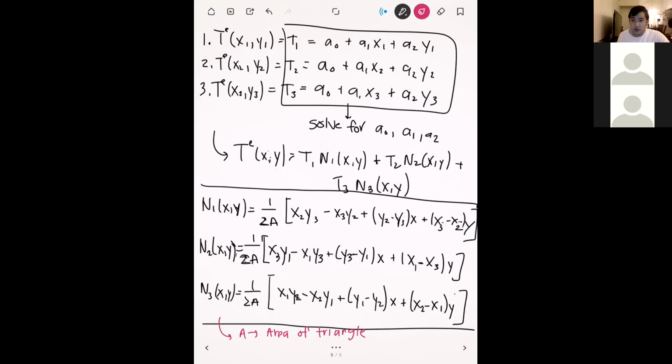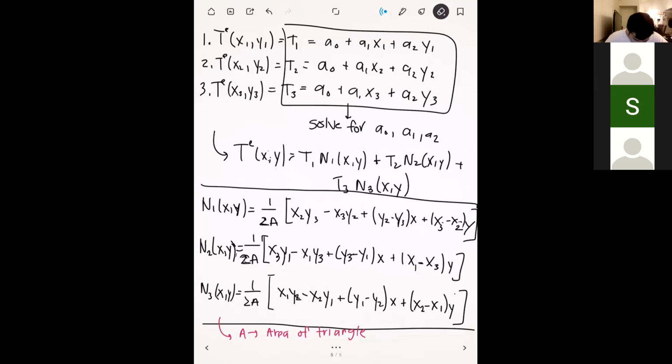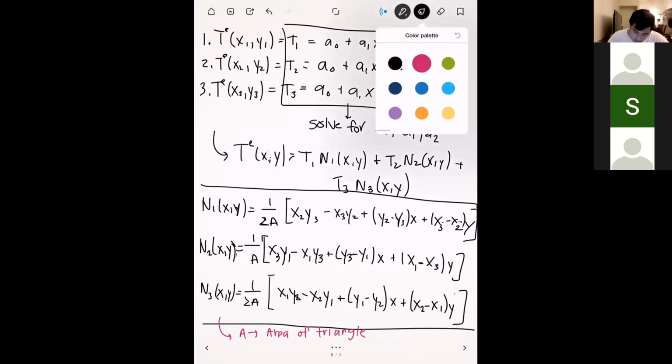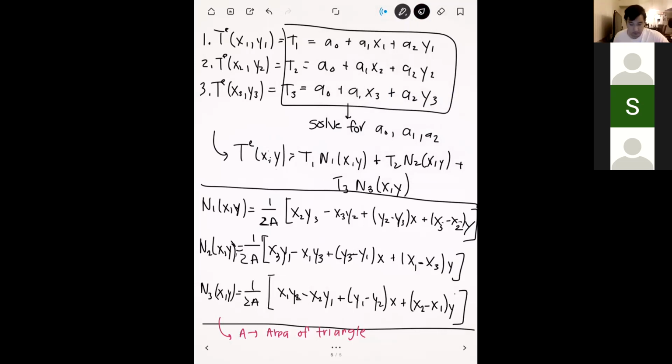And so probably still people are writing it down. Are there any questions I can answer on this page before we move on? Professor? Yep. And the n2, the last part is x1 minus x3? Yes. So the last term is x1 minus x3 times y. Any more questions on this page right here? Okay. And so those are the shape function expressions.